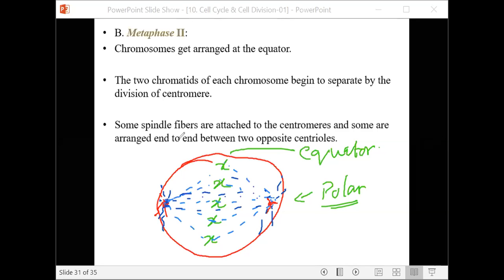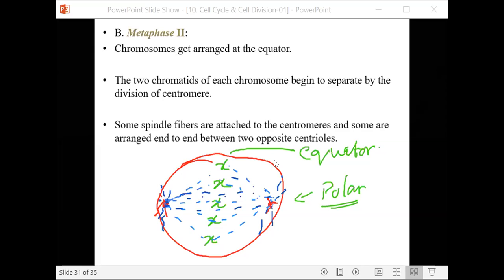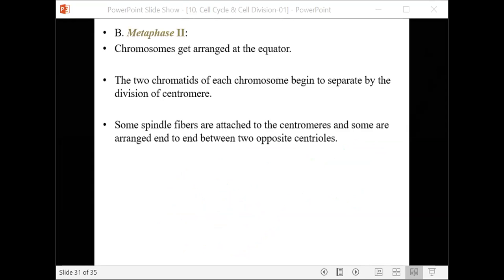Any doubt? Anyone wants me to explain this again? Thank you, Ananya, for the response. Okay, next. I'm removing this. If anyone wants a screenshot, please take it. And then clearing it, going to the next.